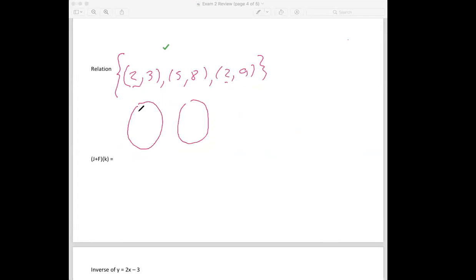Well, let's put it back into the way that the mapping diagram was. We have our inputs, 2 and 5. Our outputs are 3, 8, and 9. So 2 is related to 3, 2 is related to 8, and 5 is related to 9. The fact that this 2 repeats has the effect of the mapping diagram looking like that. And when the mapping diagram looks like that, it's not a function.